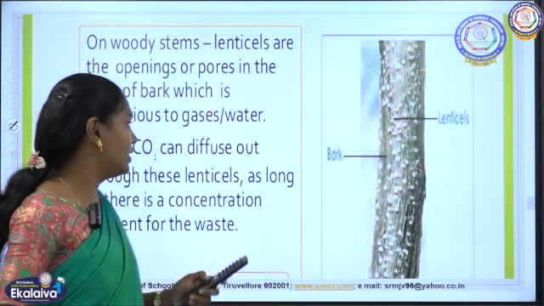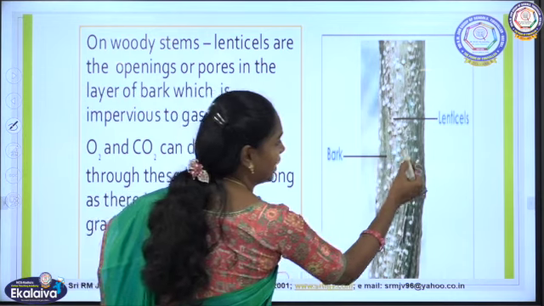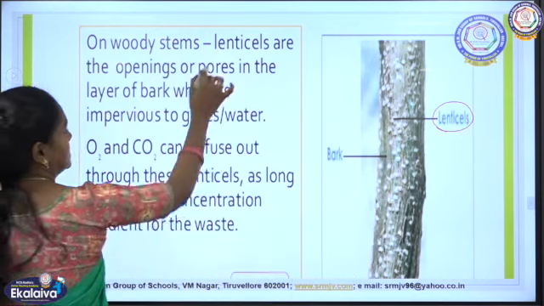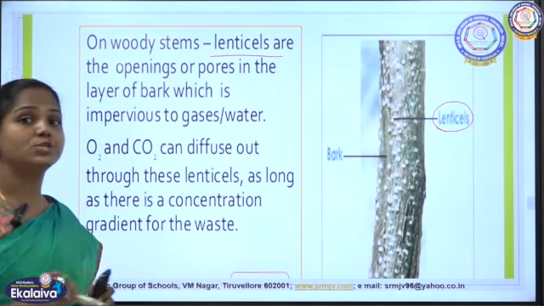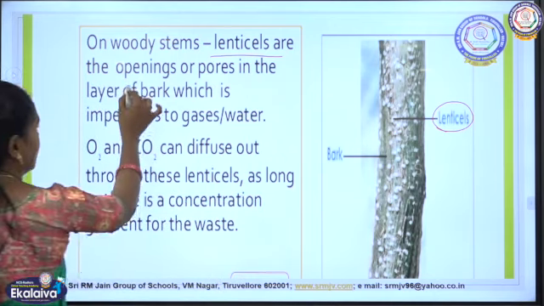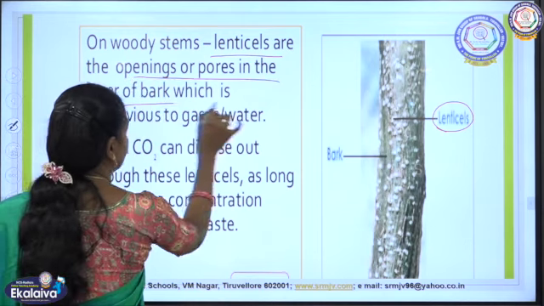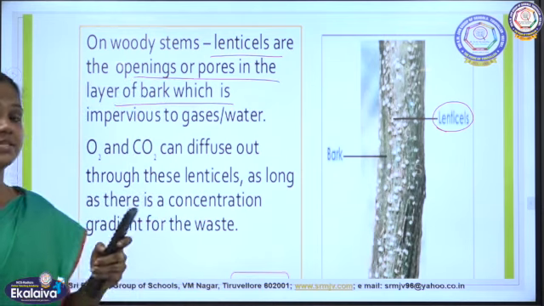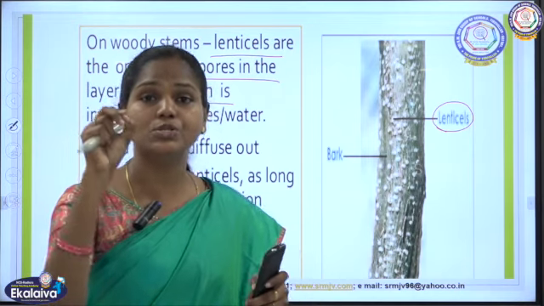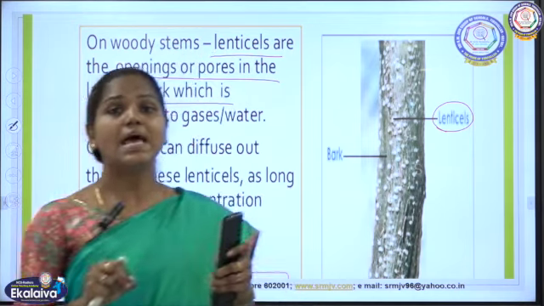When you see the tree trunks, they will have some minute pores, which are called lenticels. These lenticels are the openings or pores present in the layer of bark. Tree trunks and all will have a bark. That bark has some pores. Those pores we call lenticels.